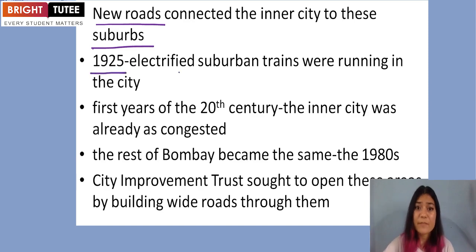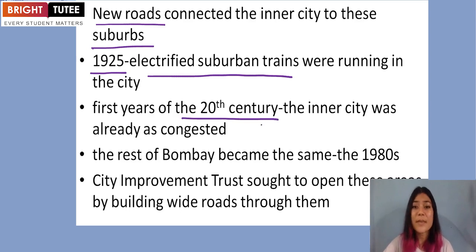In 1925, the electrified suburban railways or trains also started to run in the city. The first years of the 20th century, Bombay saw congestion. The inner city of Bombay was extremely congested. It was crowded. And the rest of Bombay became equally crowded by the 1980s.